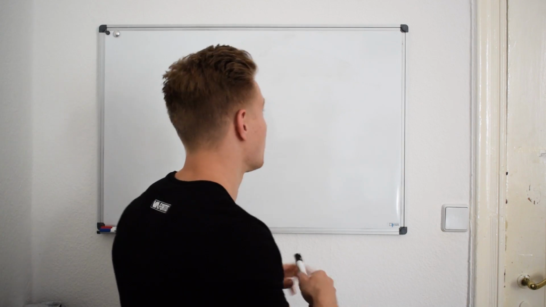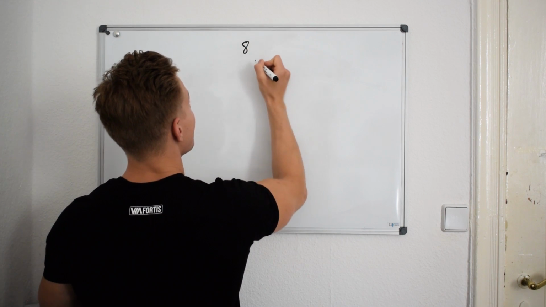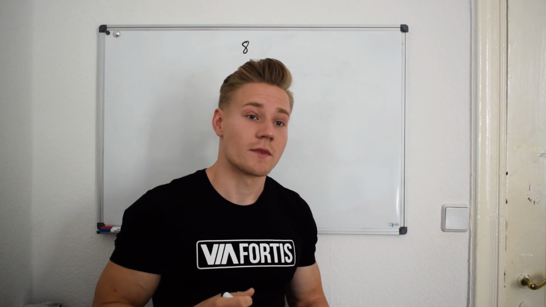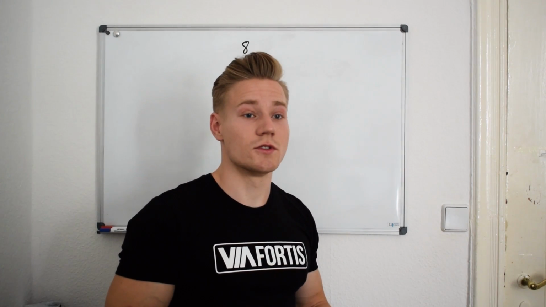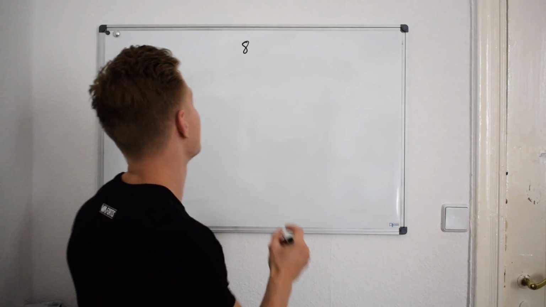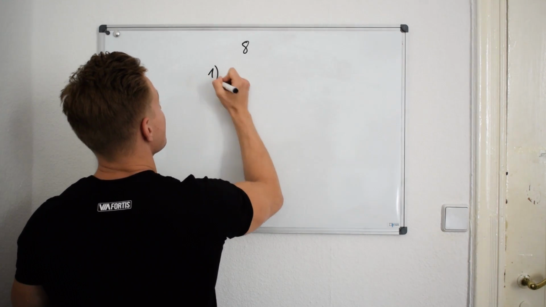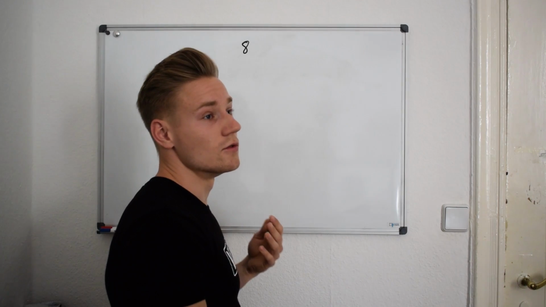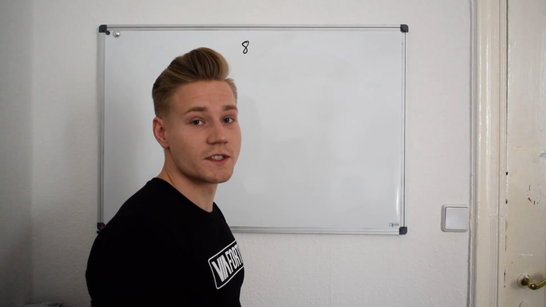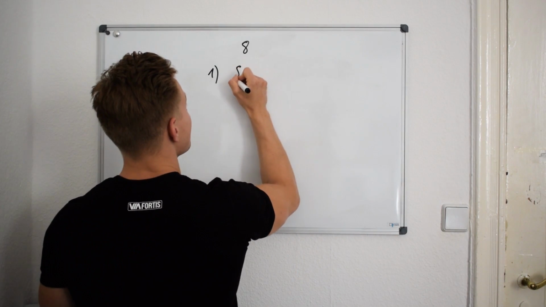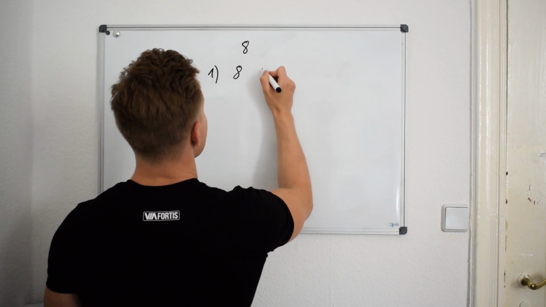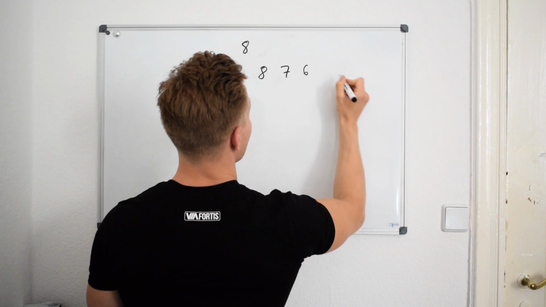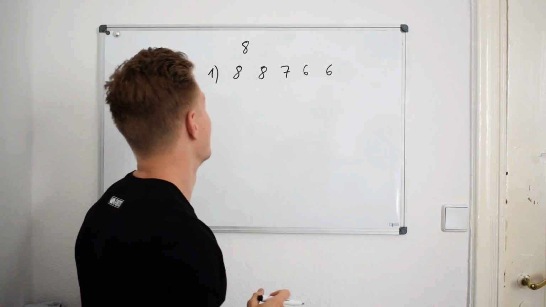Where's my pen? Here's my pen. Let's say you can do 8 pull-ups max. So what you do next is you start a programming. Let's say in your first training you want to do 5 times 8 pull-ups. Since 8 reps is your max, you probably won't do 8 reps through all the sets. So how you start is 8 reps in the first set, maybe 8 in the second, 7 in the third, 6 in the fourth, and 6 in the fifth.